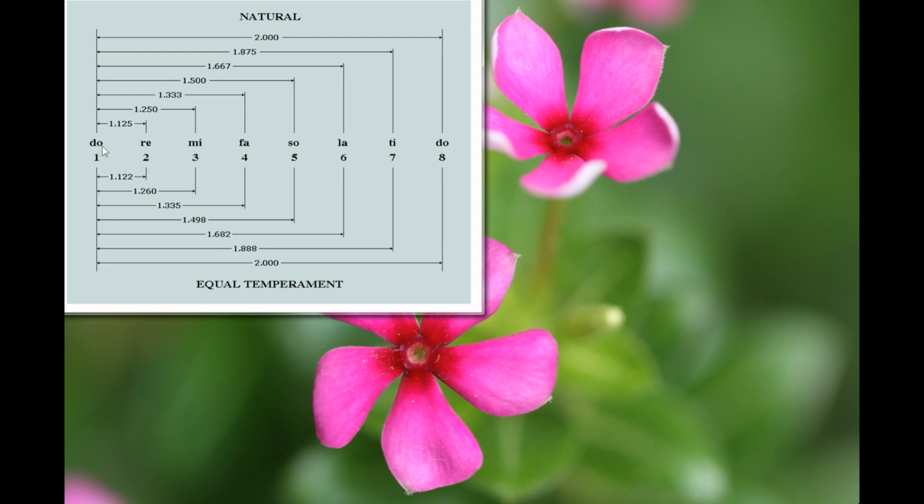So if you have a vibration of 100 and then multiply it by 1.5, that's going to be the so note. So if we look at the names of these notes, you notice that do and do, obviously it's the same note, it's just 1 octave higher. Anytime you double a vibrational rate, it's the same note, but it's 1 octave higher. If you divide it by 2 instead of multiplying it by 2, it's 1 octave lower.